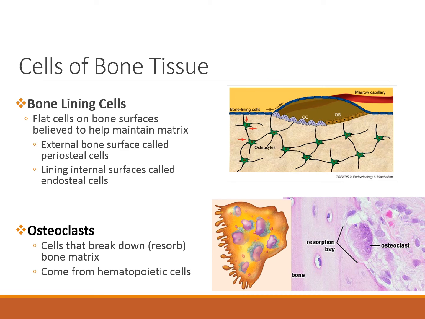Bone lining cells are flat cells that line bone surfaces. They are believed to help maintain the bone matrix. When they are on the external surface of a bone, they are called periosteal cells. When they are on the internal surfaces of a bone, such as what you see in this diagram, then they are called endosteal cells. The last type of cell is called an osteoclast.